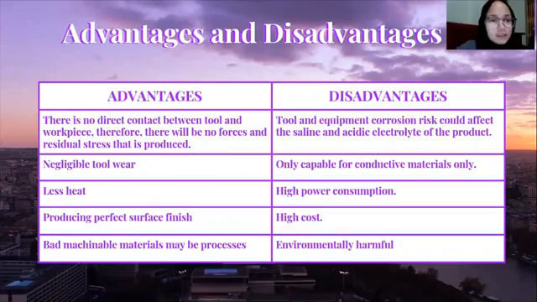And the next is advantage and disadvantage. For the advantages of ECM, the first one is there is no direct contact between tool and workpiece. Therefore, no forces and residual stress are produced. The second one is negligible tool wear. The third one is less heat. The fourth one is producing perfect surface finish. And the last one is that machinable materials can be processed.